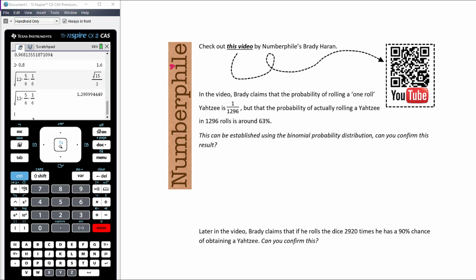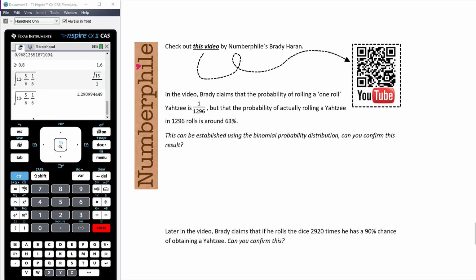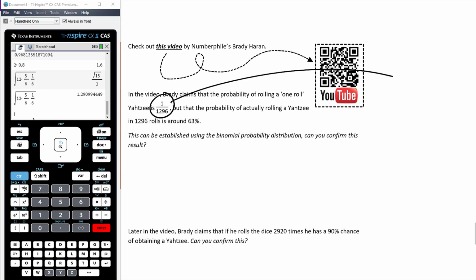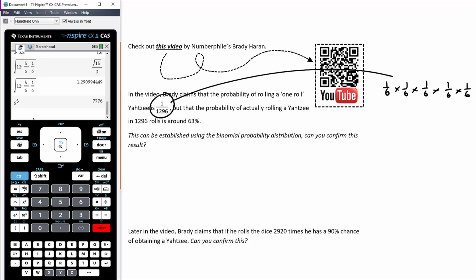Okay. The first thing to talk about is in the video, he talks about the fact that the probability of rolling a 1-roll Yahtzee is 1 in 1296. Okay, so this is the probability that if he rolls 5 dice, all 5 of them will be the same. Let's just have a think about calculating that. So you might think that's not quite right, because you might think, well, it should be 1/6 times 1/6 times 1/6 times 1/6 times 1/6, and that's not 1 on 1296, because 6 to the power of 5 is 7776. That would be 1 on 7776.